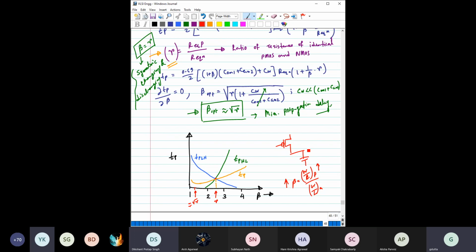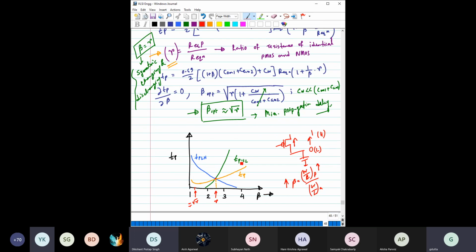right? And PMOS helps in charging. So as you are increasing this PMOS width, what will happen to the charging time of this capacitor? As it can conduct more current, the charging time would be significantly reduced. So as you can see here, TP low to high keeps on falling as you are increasing the value of beta.